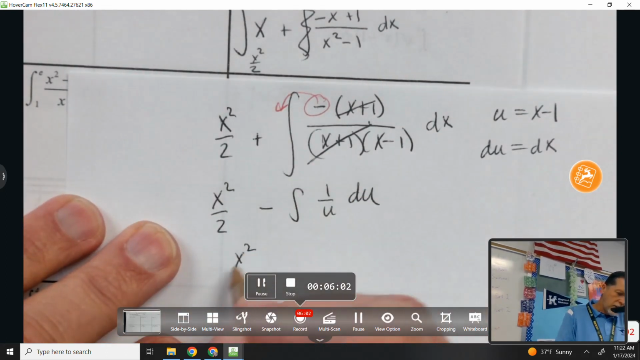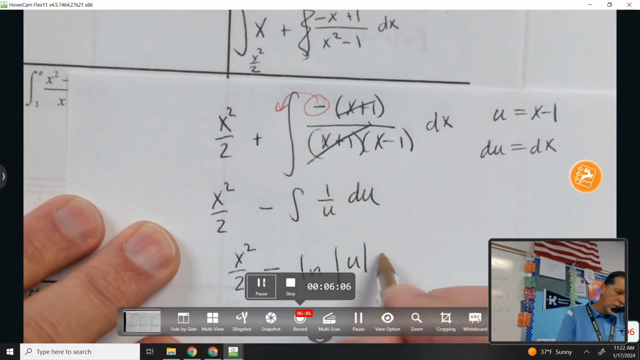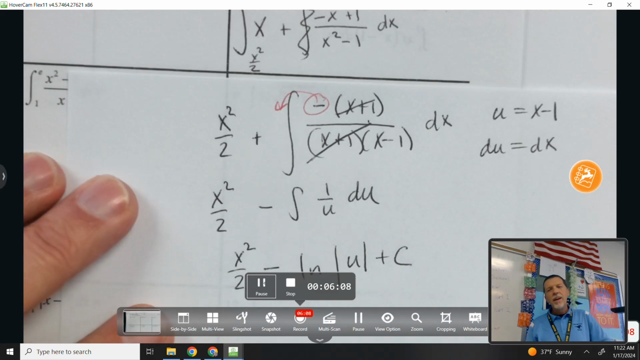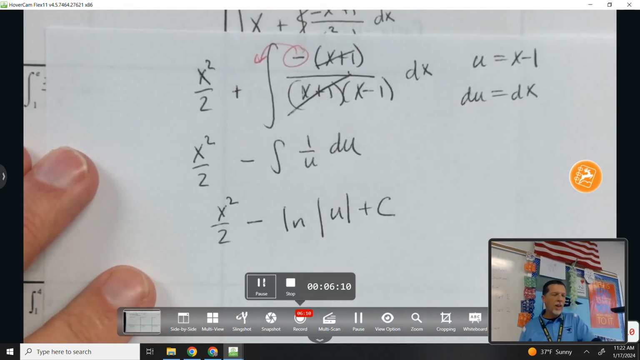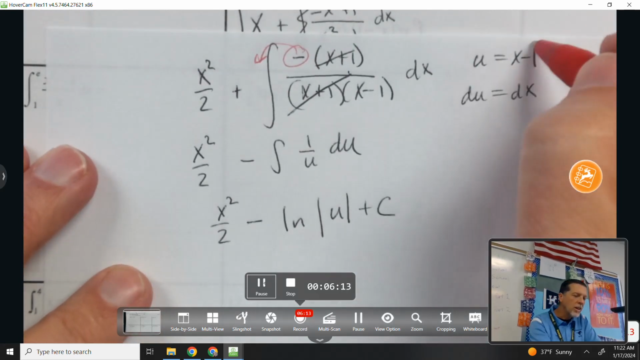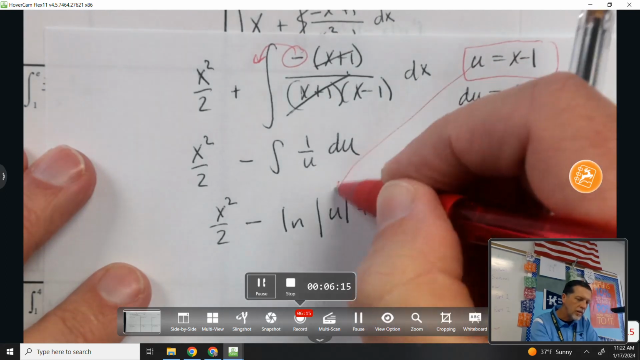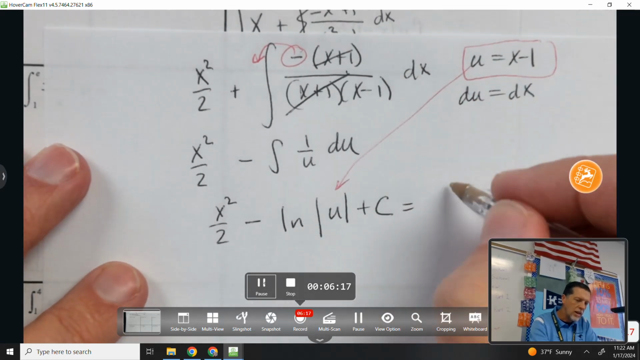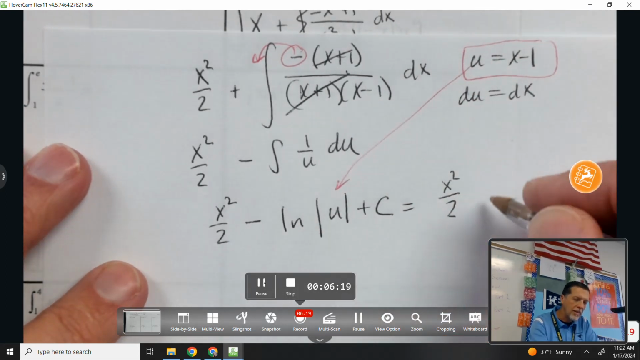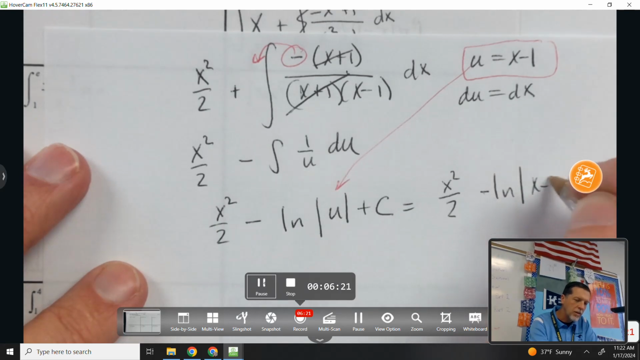So x squared over 2 minus natural log absolute value of u plus c. That looks funny because there's u's and x's in there. But it's not wrong, because you've said what u is. Again, the multiple choice is not going to look like that. It's going to plug in x minus 1.